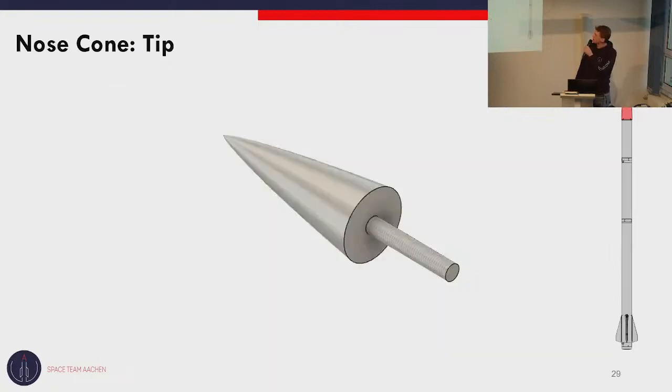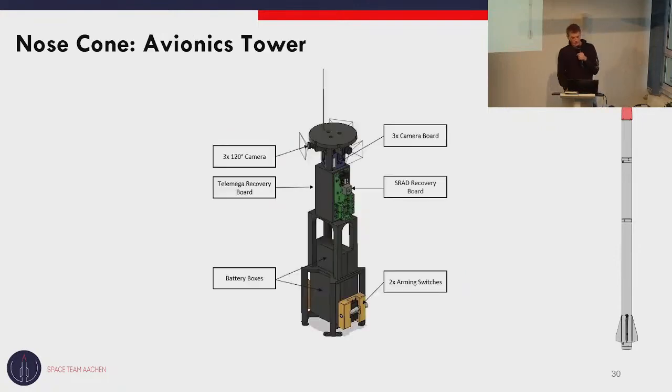The nose cone tip will be made of aluminum. I think that has been mentioned before. It will be turned, and as you can see, it's not a very complicated part. However, the avionics tower is quite a bit more complicated. It will mount the entire avionics system. It features space for 3 camera boards, the 3 cameras, the Telemega recovery board, and the self-developed recovery board. It has battery boxes, and it features 2 arming switches.